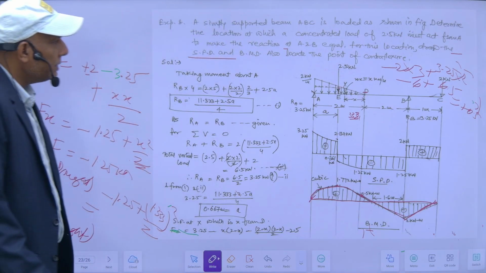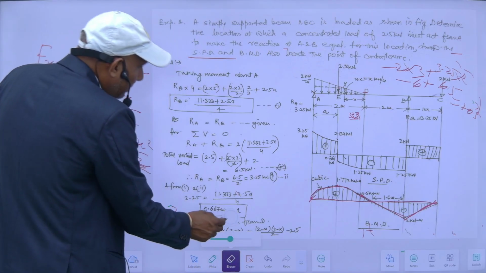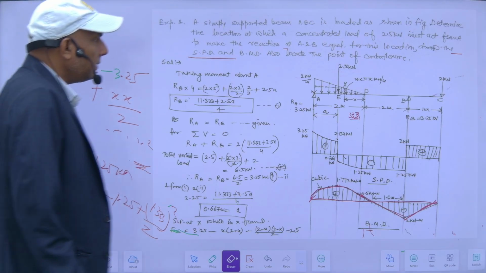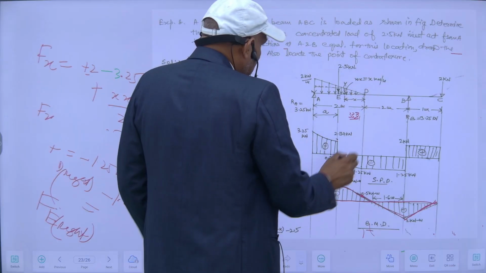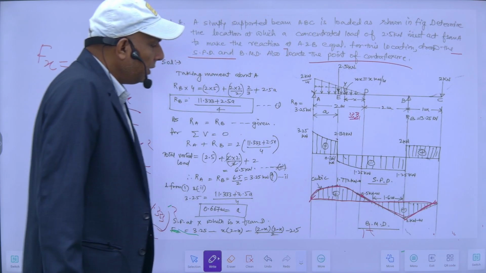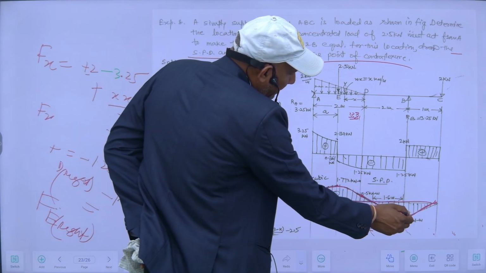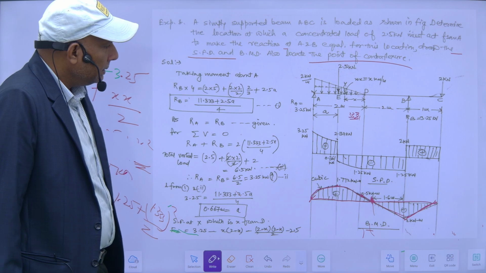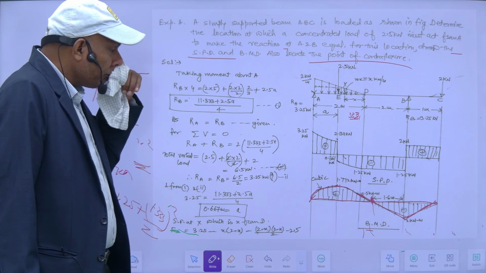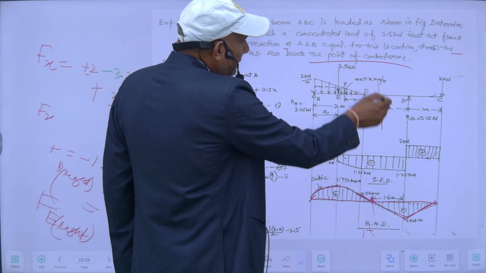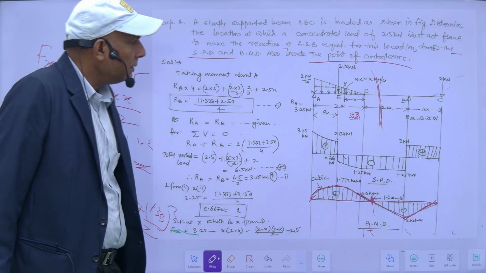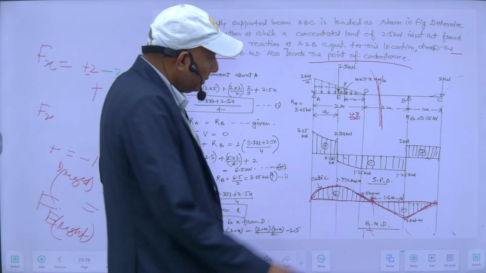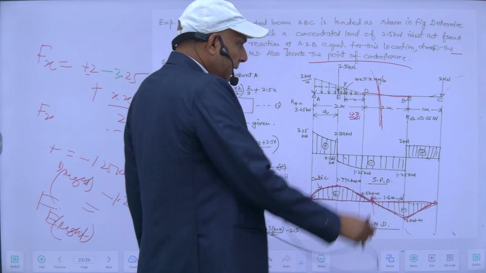The third thing which he wants to know is the location of the point of contraflexure. Point of contraflexure means where my bending moment is 0, and I am changing its sign. If I see here, then this location is obviously somewhere here, at this point where it is changing its sign. This is in this DB portion.